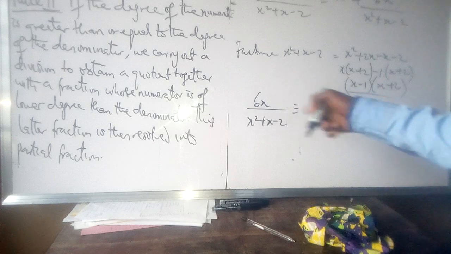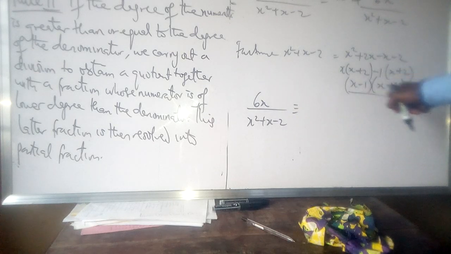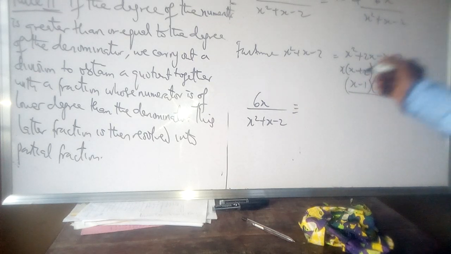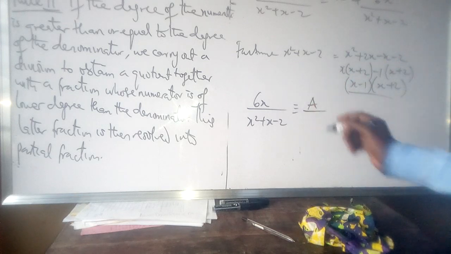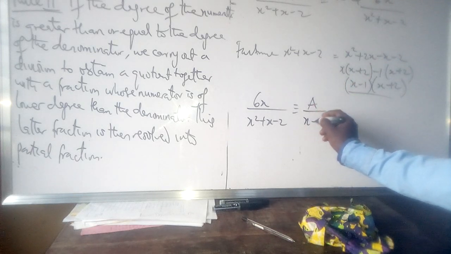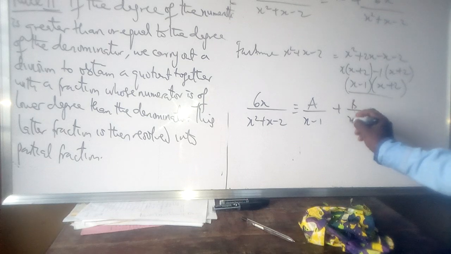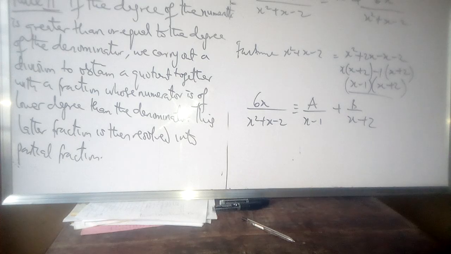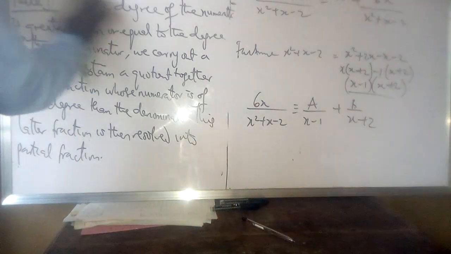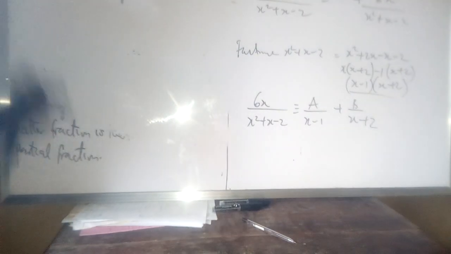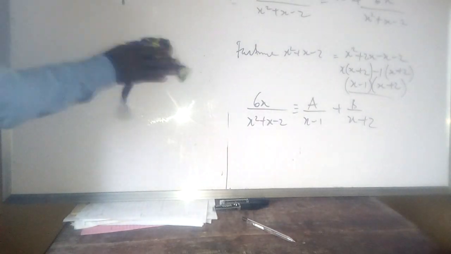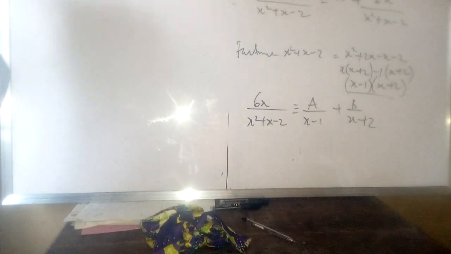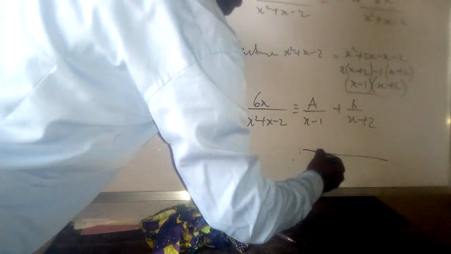Because we have two linear expressions, we introduce two constants, as we have been told in Rule 1. We have A all over (x minus 1) plus B all over (x plus 2). Now we resolve this. It's not difficult; you can use the cover-up method here. So find the LCM. The LCM is (x minus 1)(x plus 2).